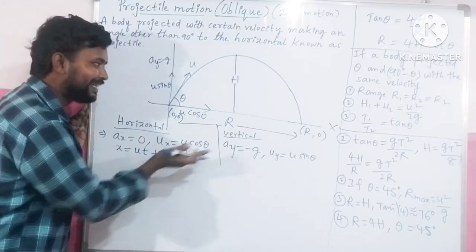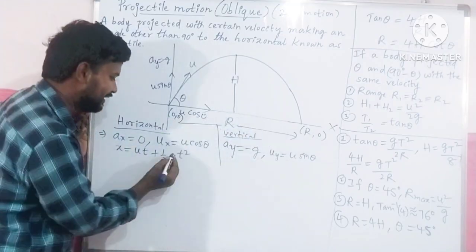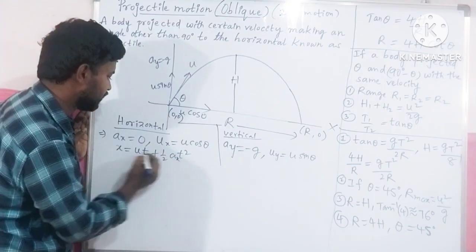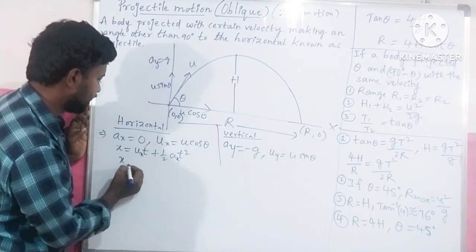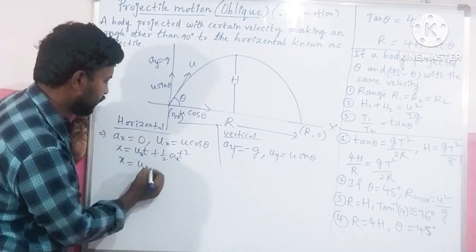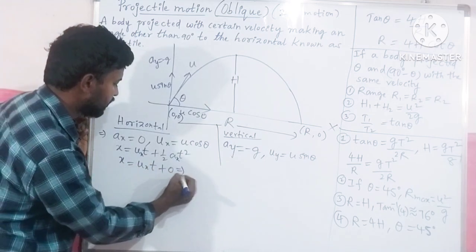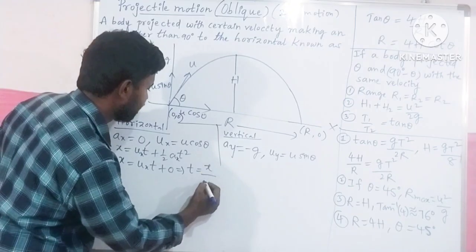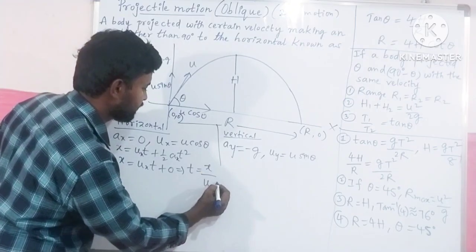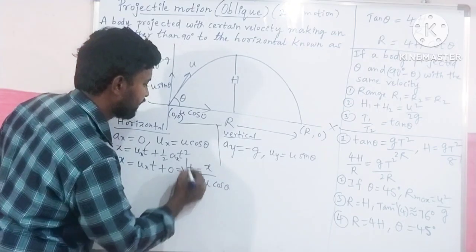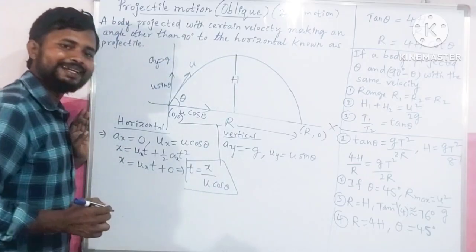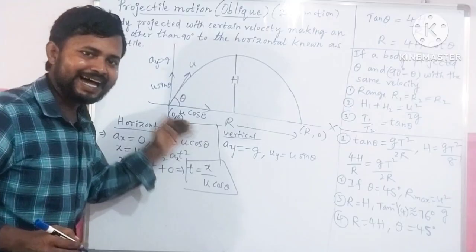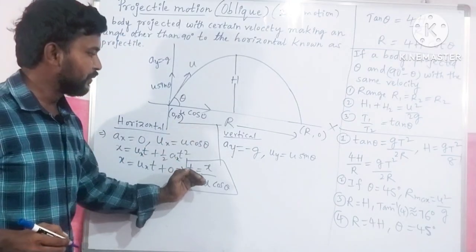Along the horizontal direction, acceleration ax equals 0, so x equals uxt plus 0. So time taken equals x by ux. ux is nothing but u cos theta. Time taken equals displacement by velocity, so time taken equals x, the horizontal displacement, by u cos theta.